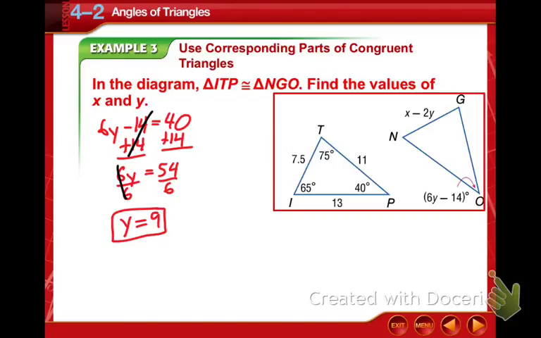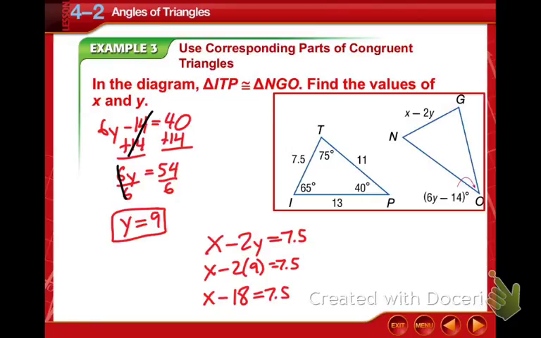And we know that x minus 2y is equal to 7.5, as I mentioned earlier. So we need to plug in y. So x minus 2 times 9 is equal to 7.5. Two times 9 is 18. Now all you have to do is add 18 to both sides. And 7.5 plus 18 is 25.5.